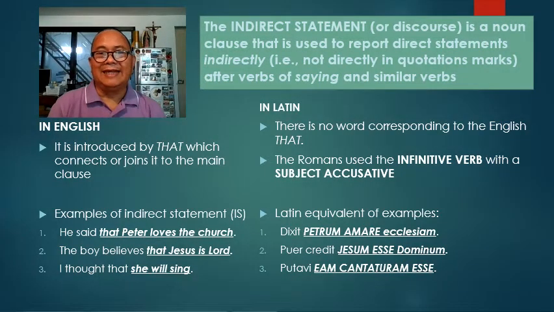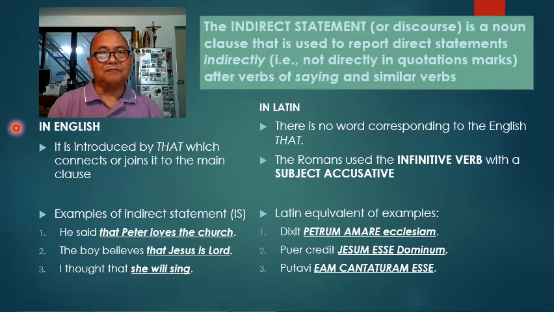So what is an indirect statement? An indirect statement, or indirect discourse in some grammar books, is a noun clause, as we have already mentioned, that is used to report direct statements indirectly, meaning to say not directly in quotation marks. And this happens when the verb of the main clause is a verb of saying and similar words. So let us take a look at the difference between English and Latin indirect statement or indirect discourse.